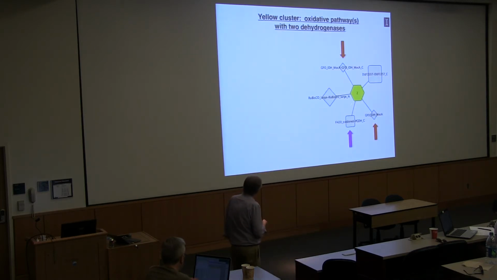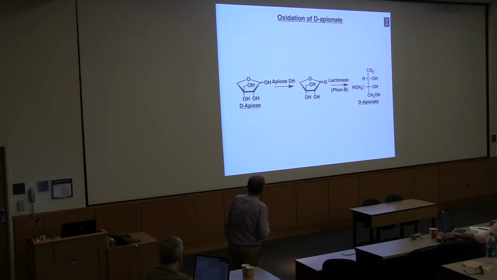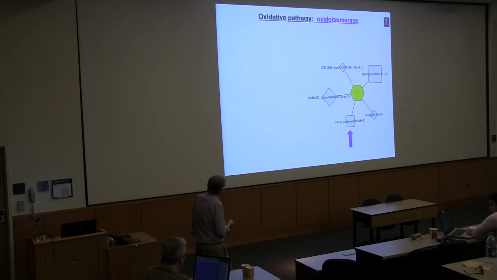Now what about this other one? This other one has a bunch of dehydrogenases, and it also has members of the Rubisco superfamily. All right, so what are the dehydrogenases? So one of them oxidizes D-apiose to D-apionolactone, and then there's a lactonase that opens this to D-apionate, all right? So that was this dehydrogenase.